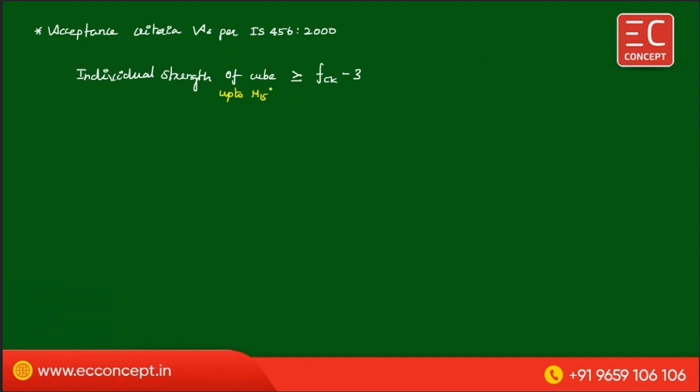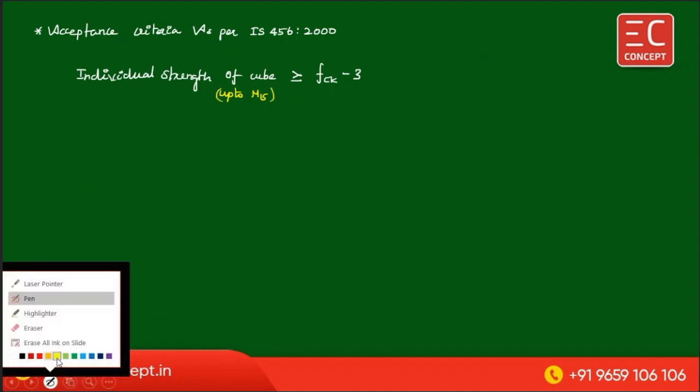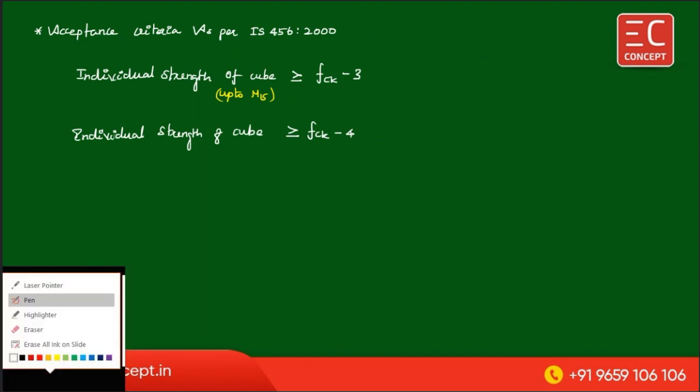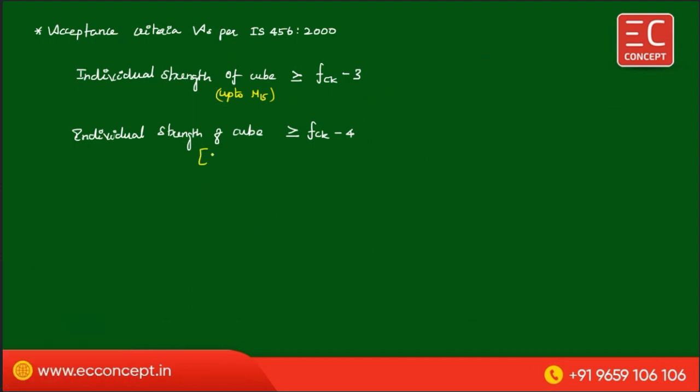M15, up to M15. Next one is the individual strength of the cube, strength of cube greater than or equal to FCK minus 4, for grades greater than or equal to M20. Okay, the grade which is greater than or equal to M20. This is about the individual strength. Now, average strength of all cubes.